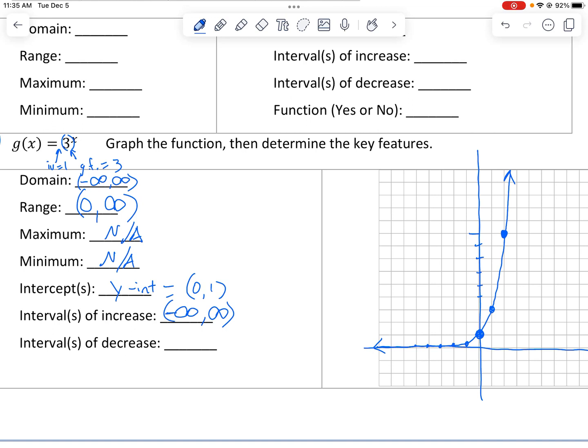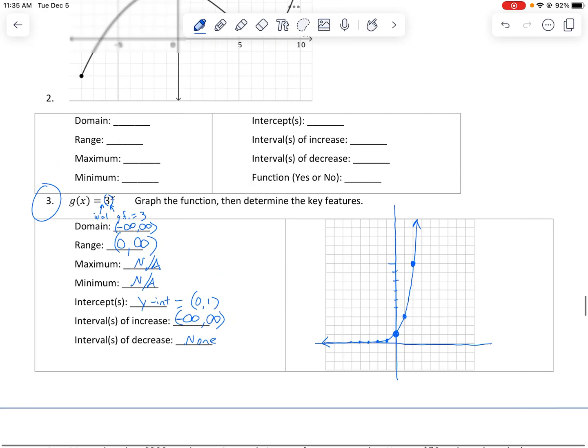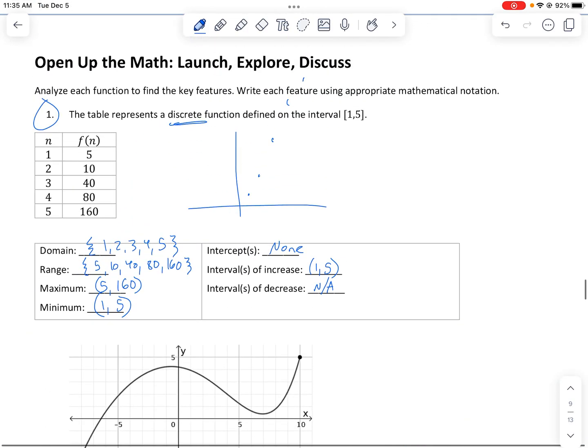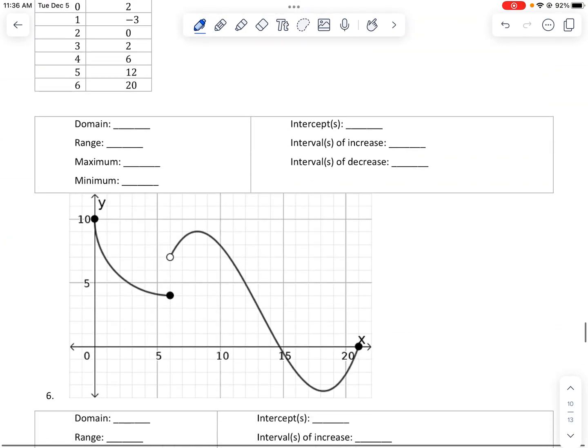The interval of decrease then is going to be none or NA, because it doesn't ever decrease as you go left to right. So that's a lot of what's going on. Sometimes you have to graph the function, sometimes you're given a table, sometimes you're given a picture. There's a lot of different things.